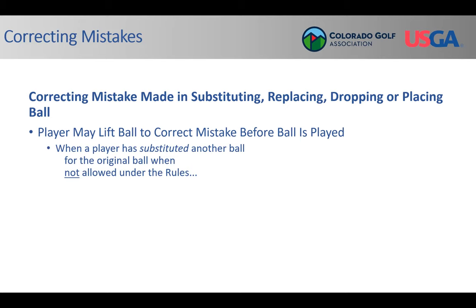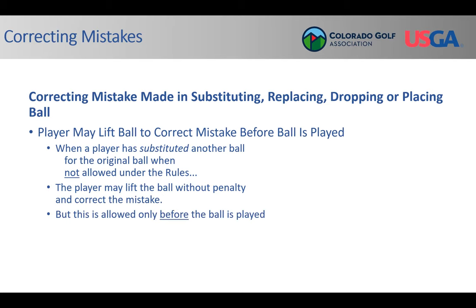When for some reason we substitute another ball for the original ball when not allowed under the rules, so maybe we're on the putting green, we mark and lift our ball, put it in our pocket, and then dig another ball out of another pocket and put that ball down, so we've incorrectly substituted a golf ball when not allowed, we're going to be allowed to lift that ball we just substituted in incorrectly without penalty, and correct that mistake by putting the right ball back down where it should be, and we're going to be able to avoid the penalty before making a stroke at it. Again, it's only allowed before the ball is played. We haven't crossed that Rubicon yet of making the stroke, so we still have the opportunity to fix what we just got wrong.